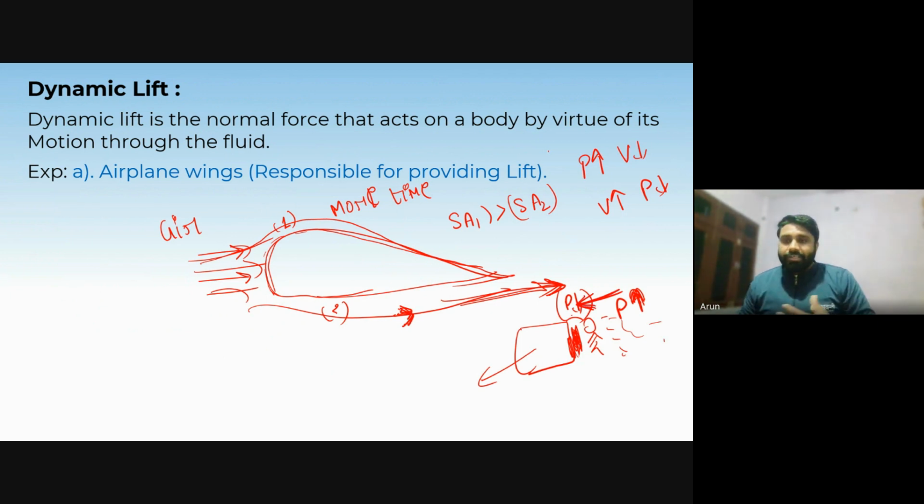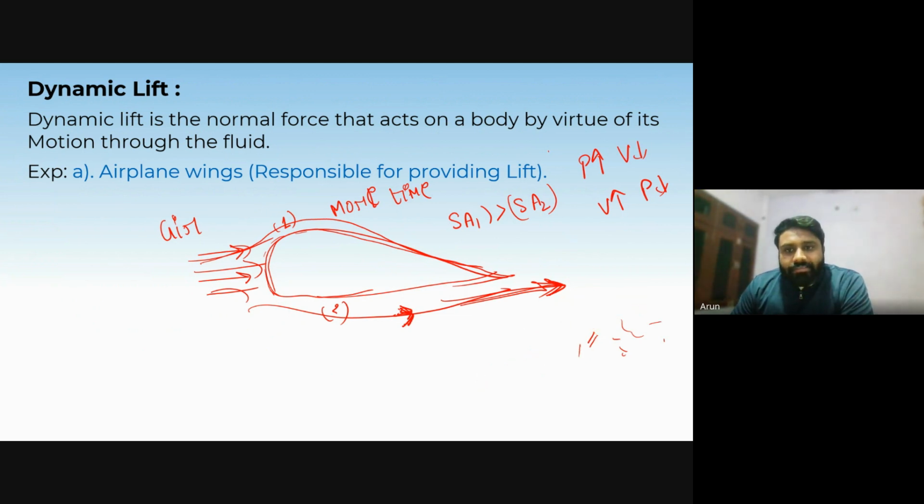That is why you will feel a jerk towards the train, and that is why they request you to move away from the platform, to be at a safer distance. The same is happening in this. This is the dynamic lift in that case also. Same is happening in this.